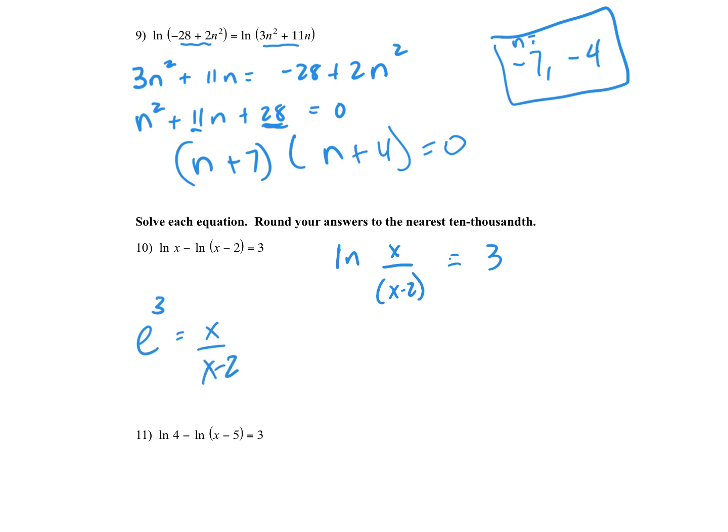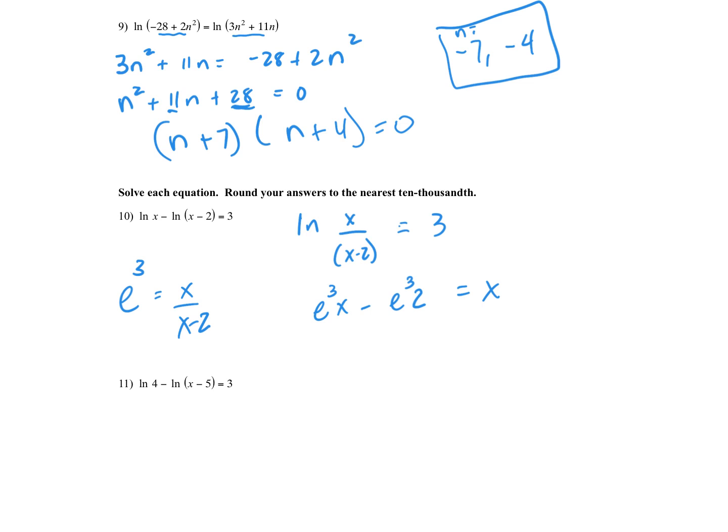So here you're going to get just ugly numbers. You're going to get that e cubed times x minus e cubed times 2 equals x. And so what we're going to do is just do the math and turn those into ugly decimals. So e cubed times x is 20.08553692 minus e cubed times 2, which is 40. Oh, and that's got an x on it.